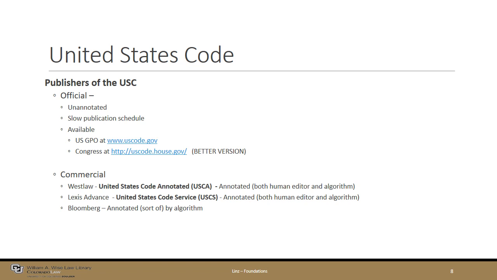And then Bloomberg also provides an annotated code. It's the United States Code, but instead of human editors creating the annotations, they have an algorithm that identifies cases citing to that code section. So it's an annotated code of sorts. So for us, what we'd want to do as researchers is look to one of those annotated codes that's available to us either in Westlaw, Lexis Advance, or at Bloomberg.